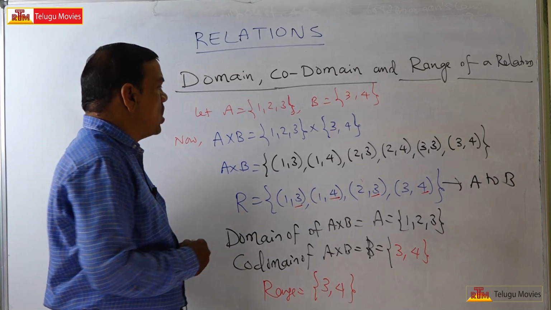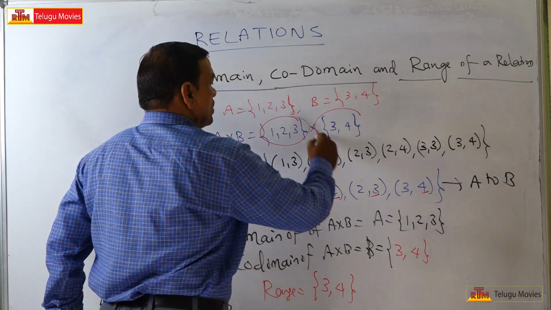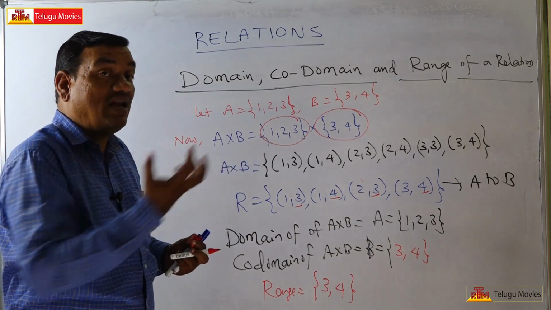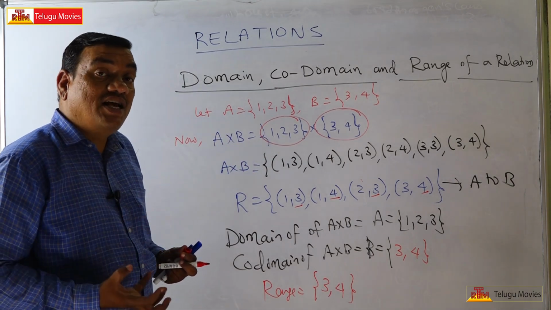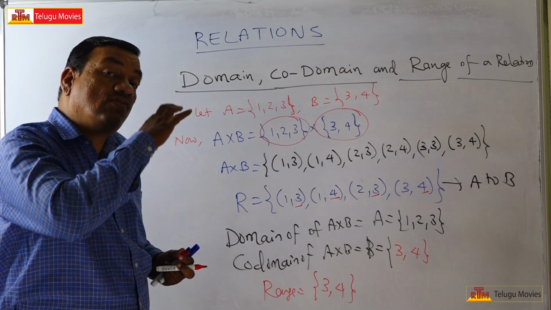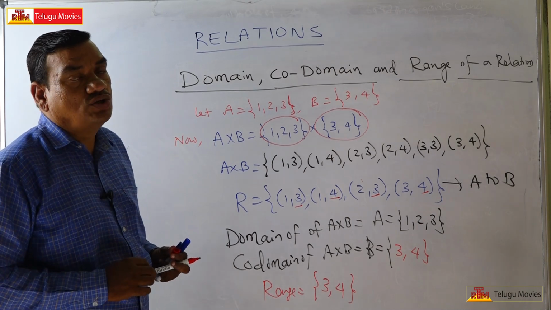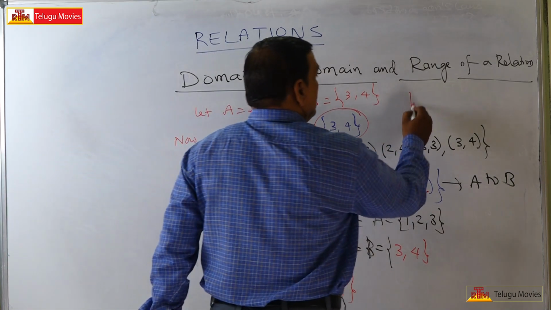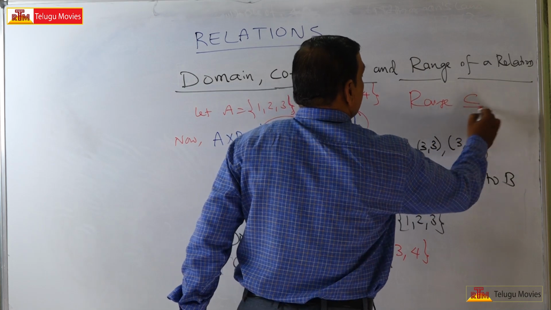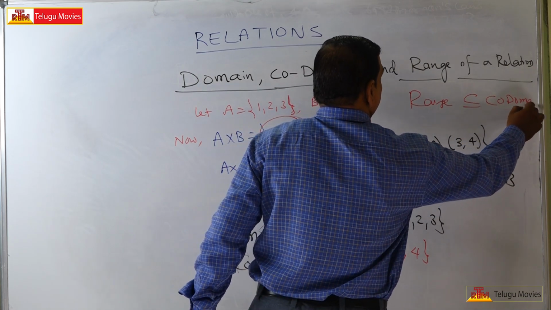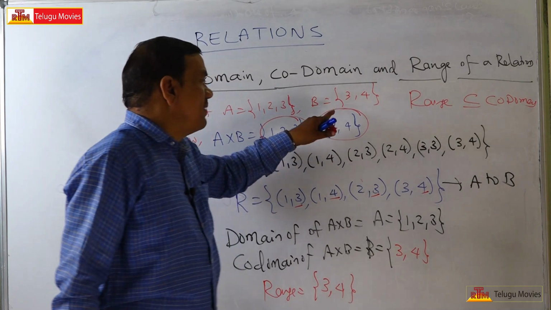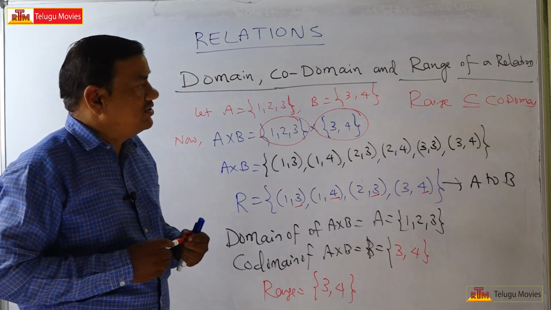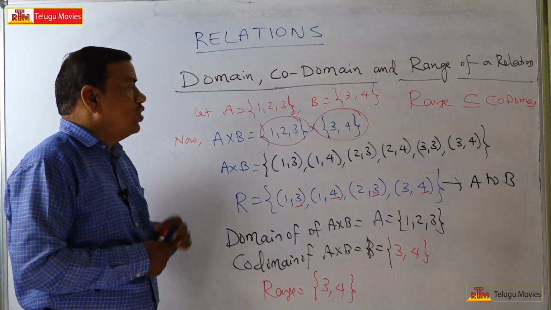Understand? So all the first elements form the domain, and this is the codomain. After writing the Cartesian product, if you take some elements from it, you get a relation. In that relation, the set of all the second elements belongs to the range. From this, what can you say? The very important property: range is a subset of or equal to codomain, because the codomain is the second set, and the range also takes elements from the second elements only.